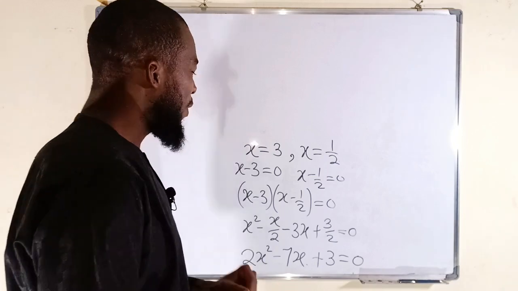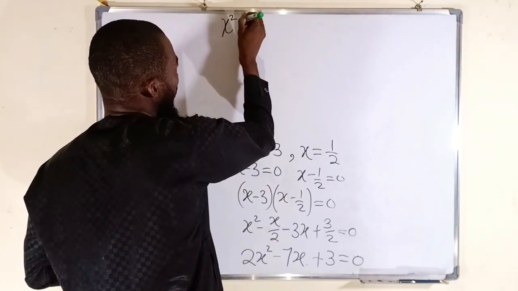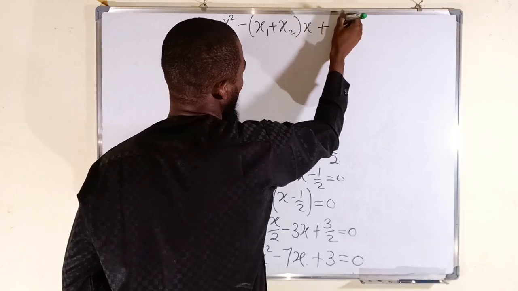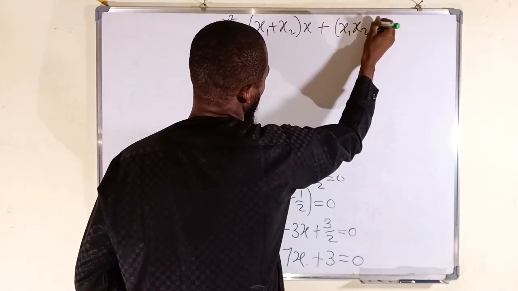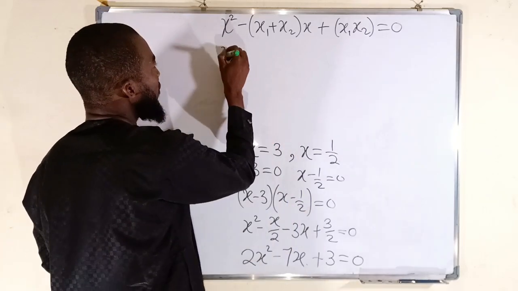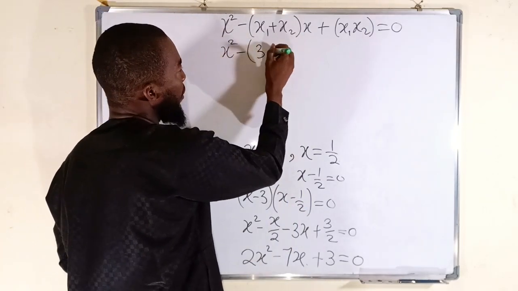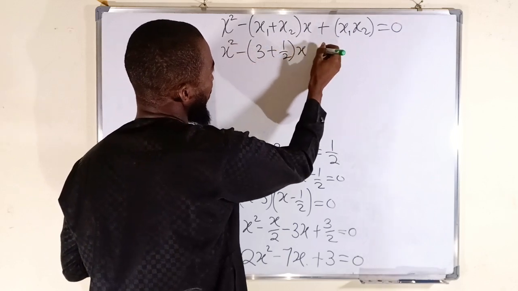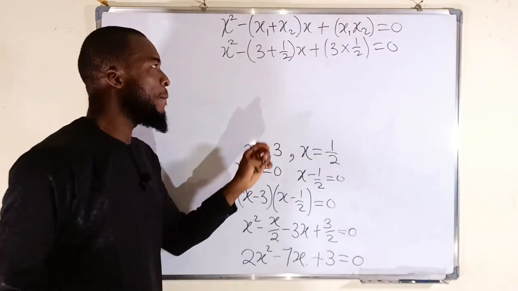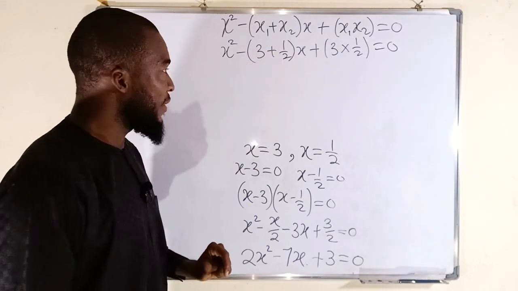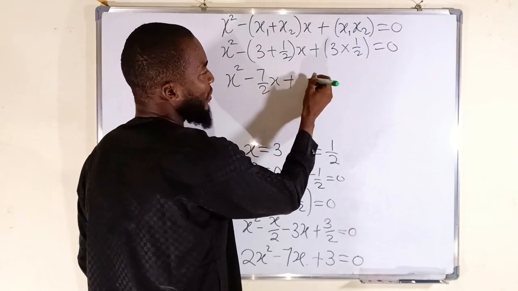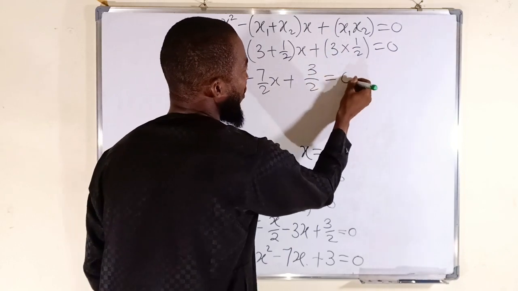Now let us apply that formula and see whether we're going to get the same thing. The formula is x squared minus the sum of the roots, multiplied by x, plus the product, x1 times x2, and the whole of this equal to 0. Our roots are 3 and 1 over 2. So this is x squared minus (3 plus 1 over 2) multiplied by x, plus 3 multiplied by 1 over 2, and the whole of this equal to 0. 2 times 3 is 6, plus 1 is 7 divided by 2, right? So this is x squared minus 7 divided by 2 x, then plus 3 divided by 2, the whole of this equal to 0.